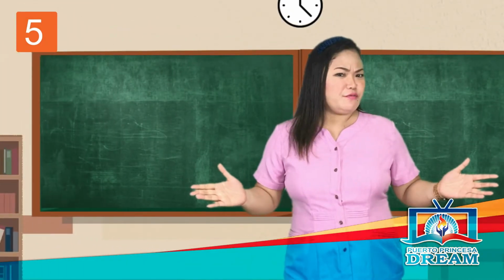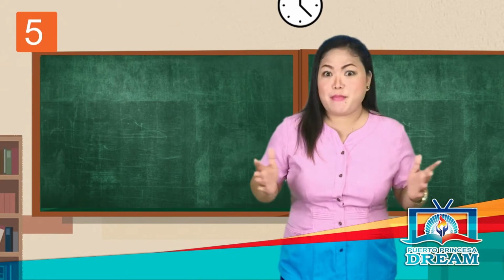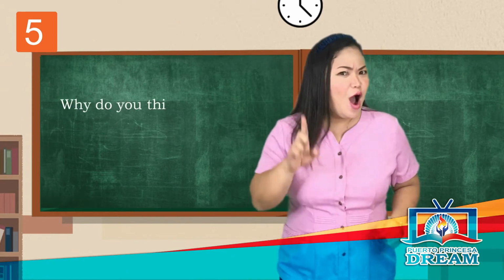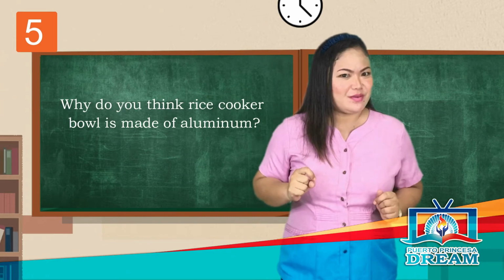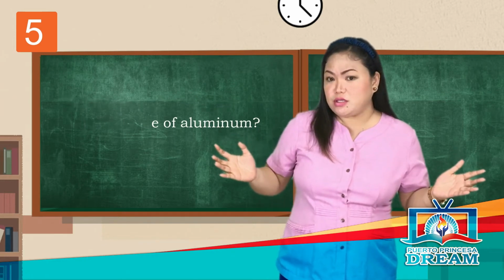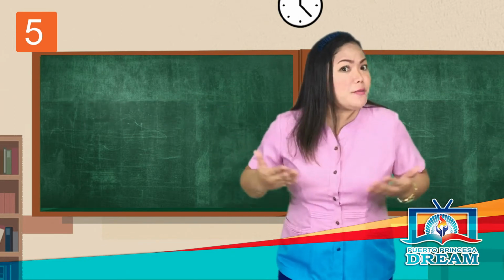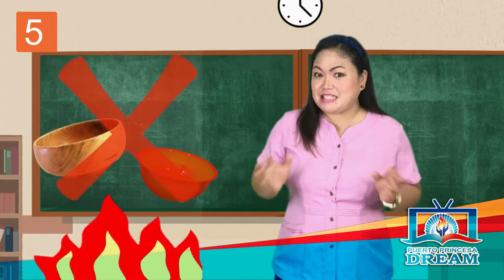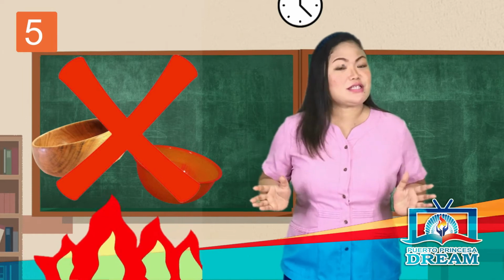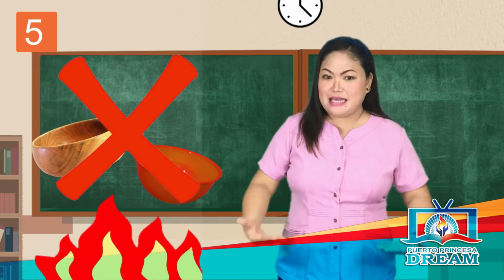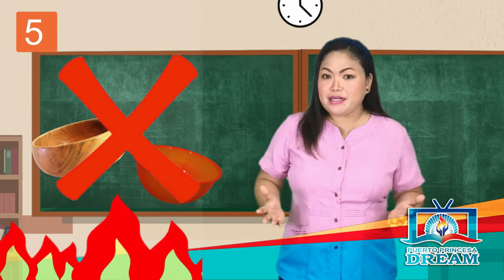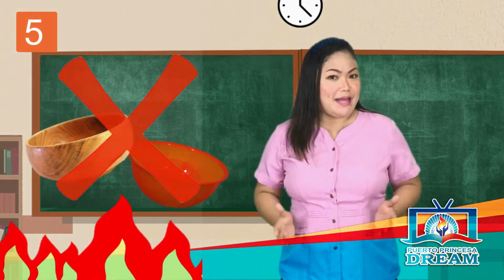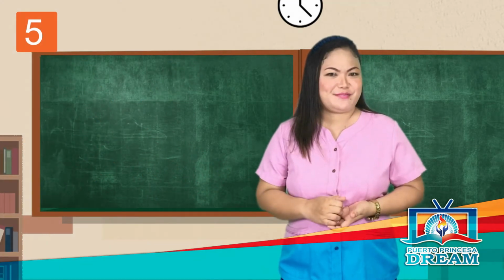As you can observe, the rice cooker bowl is made of aluminum. Why do you think so? Why not use wood, rubber, or plastic? Correct! Because these materials cannot be used under fire. These materials can be burned and melted when placed under the fire.